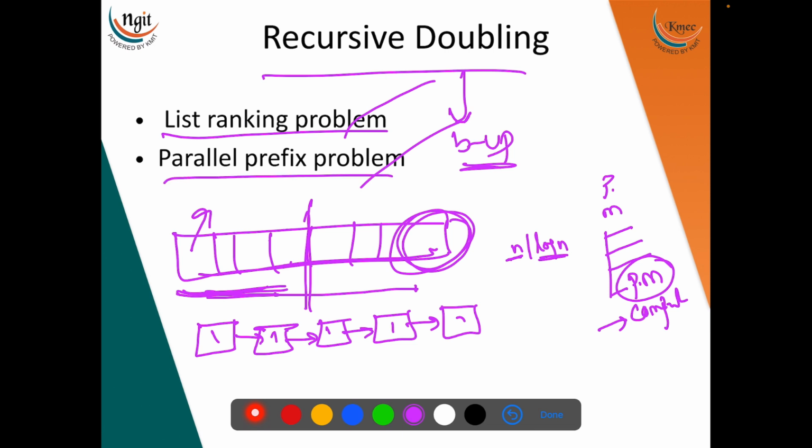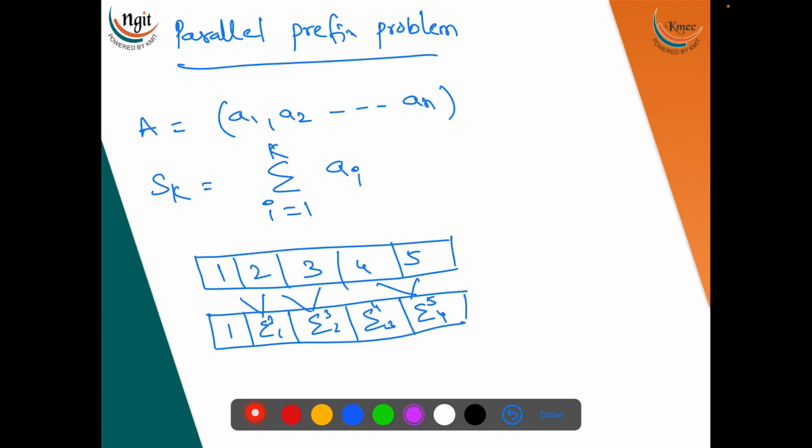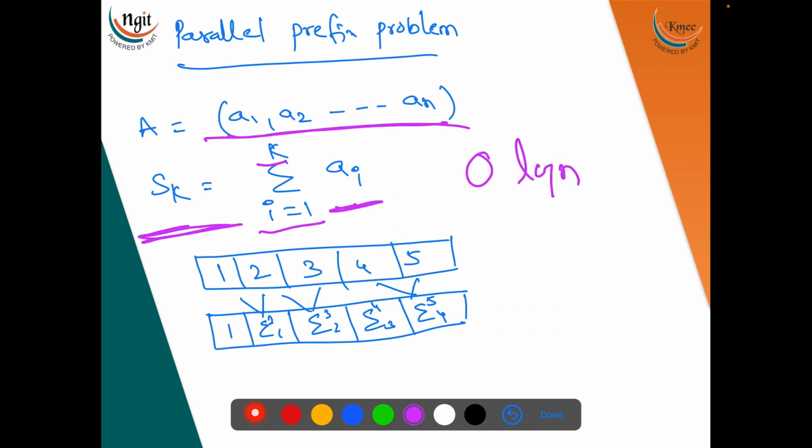Now come to the parallel prefix problem. We take some list of items, and this problem gets solved by recursive doubling. Given a list a1 to an of integers, compute all prefix sums, where Sk is equal to the sum of ai for i equal to 1 to k. This can be done in big O of log n time using big O of n processors. Let's take an example. Here I have a list of 5 elements: 1, 2, 3, 4, 5.